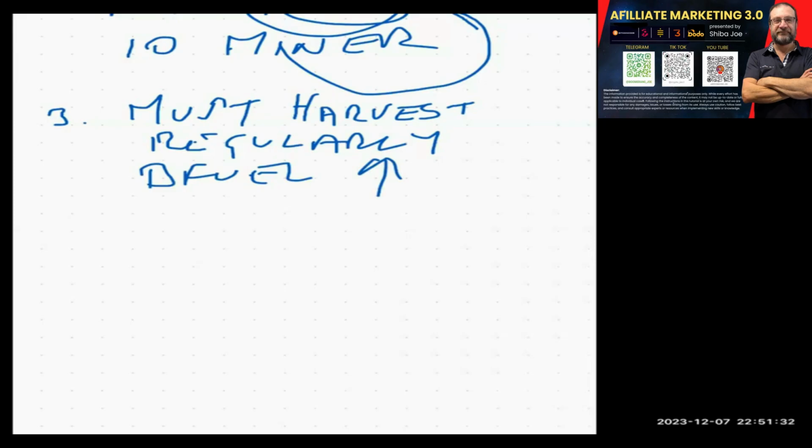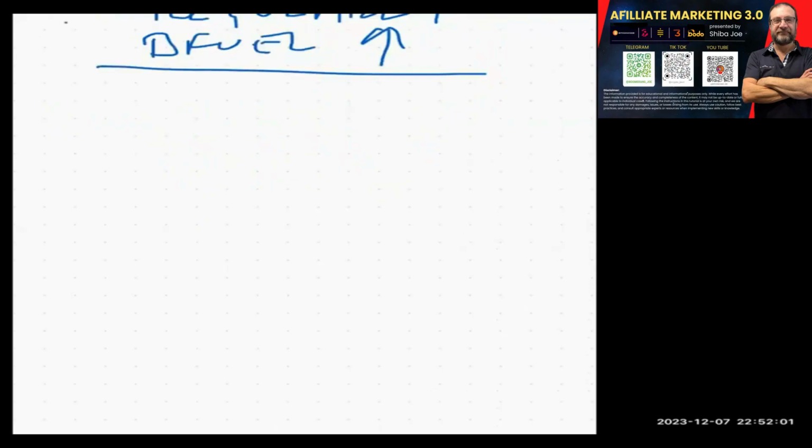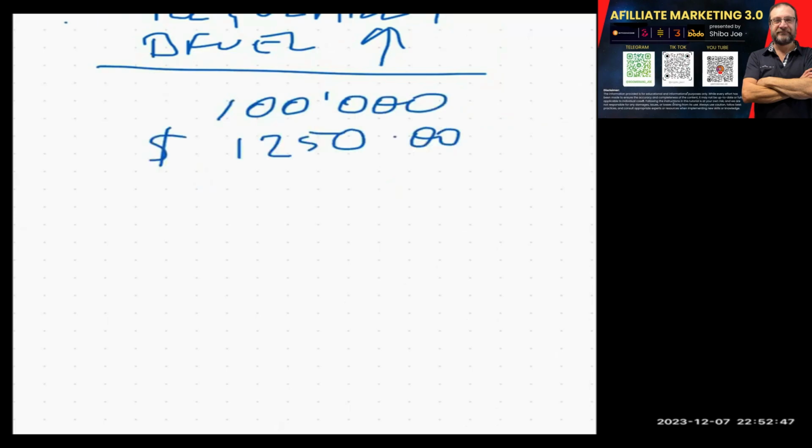Because remember, if you're partial harvesting, then the minimum you can harvest is 1%. The higher your Bfuel costs, the higher that 1% will be. So let's say, for example, you've got Bfuel costs of 100,000. That in dollar amount is $1,250. If you want to harvest 10% of that, then that is $125.